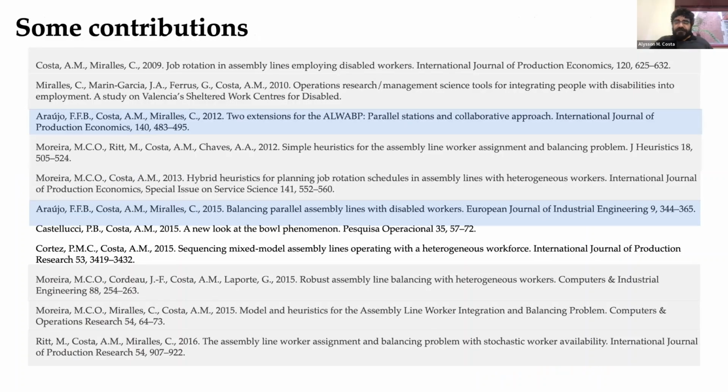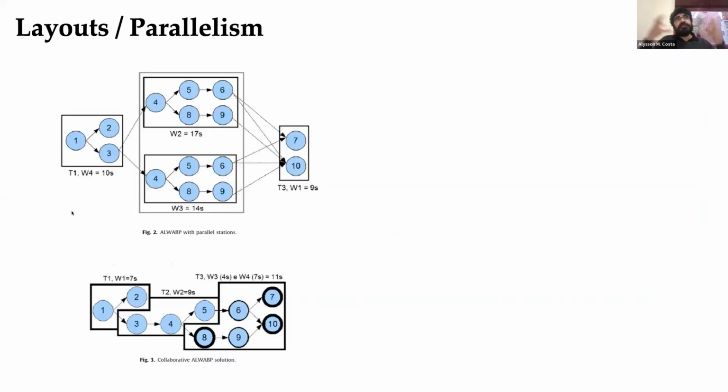What else? Of course, you have all sort of different layouts or different configurations that you can have in these assembly lines. So another student of mine, Felipe, he worked with looking at different layouts. Looking at layouts, for example, where you have, and this is very common in practice, where you have parallel machines. So the product is coming here, and the first product that comes goes to this machine, the second product that comes goes to this one, and so on and so forth.